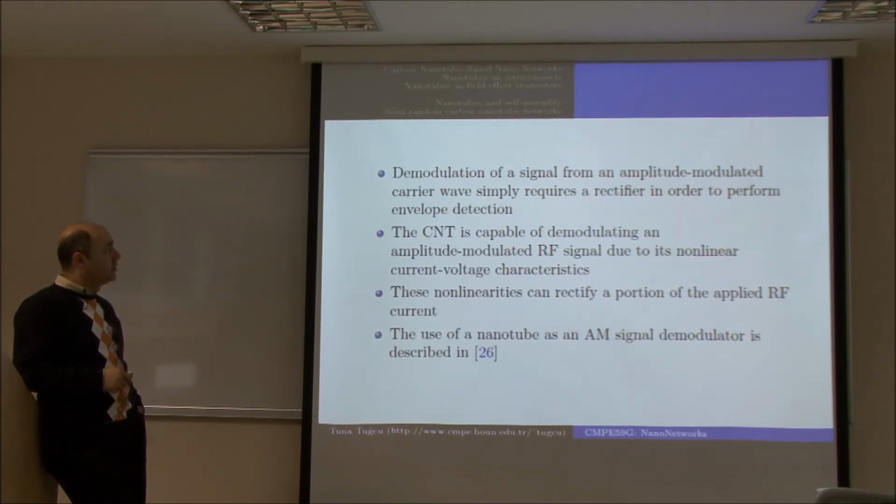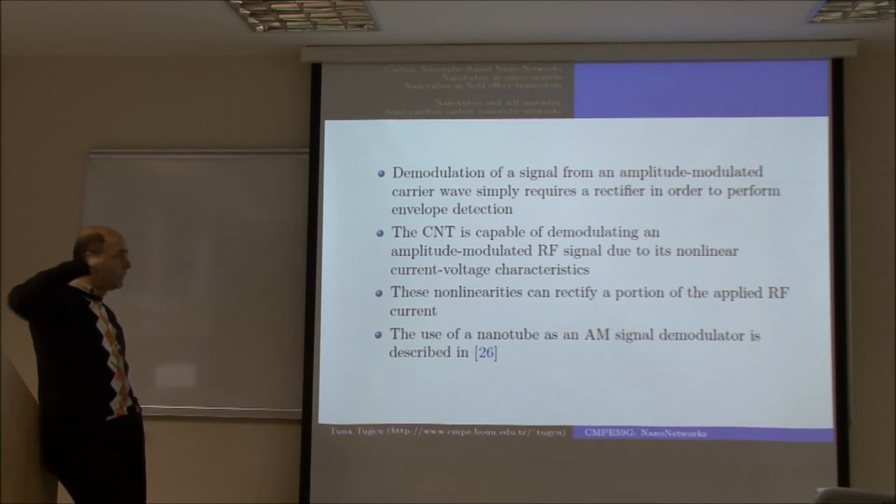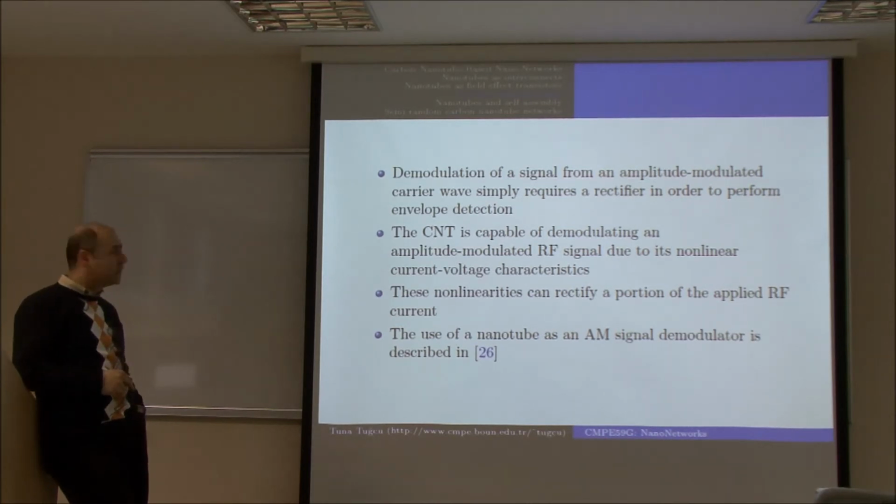The demodulation of the signal from an amplitude modulated carrier wave simply requires a rectifier to perform the envelope detection. Remember, when we have an analog modulation, you try to discover the envelope. That's how you modulate your information on that analog signal.